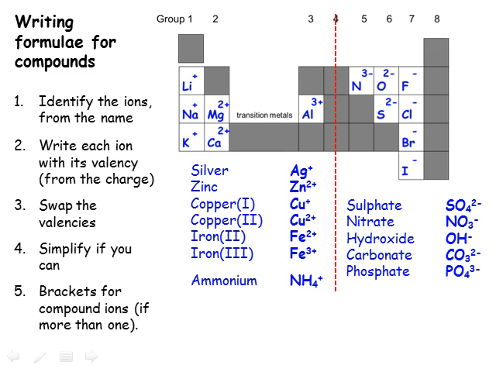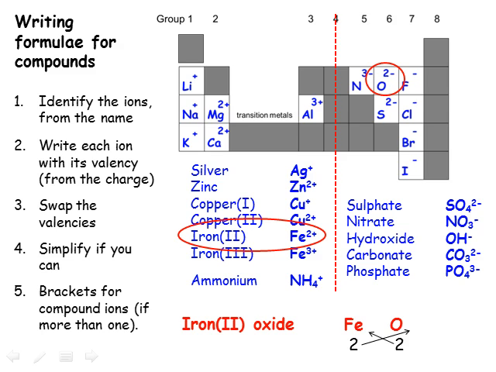Here's another example. If we want to work out the formula for iron 2 oxide, we write the formula and the valency of the iron 2 ion, and the formula and valency of the oxide ion. Then swap the numbers to see that we need 2 iron 2 ions for 2 oxide ions. And here we can simplify by dividing both numbers by 2. So we need 1 iron 2 ion for each oxide ion, giving the formula FeO.